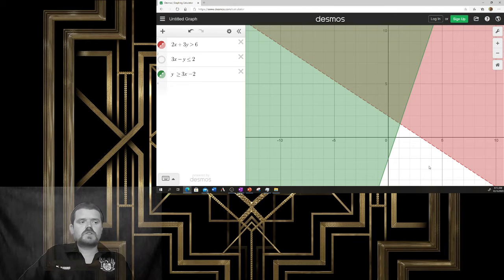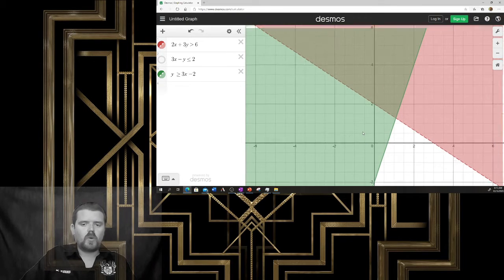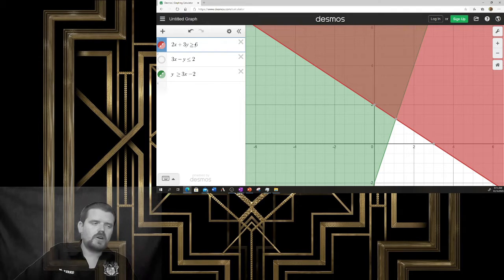What you're going to be asked to do in this section, and for most problems involving systems of inequalities, is you're going to be asked to give an example of a point that is a solution and give an example of a point that is not a solution. When we are looking at systems of inequalities, and I'm going to change this here to be greater than or equal to, make that line solid here for just a second.